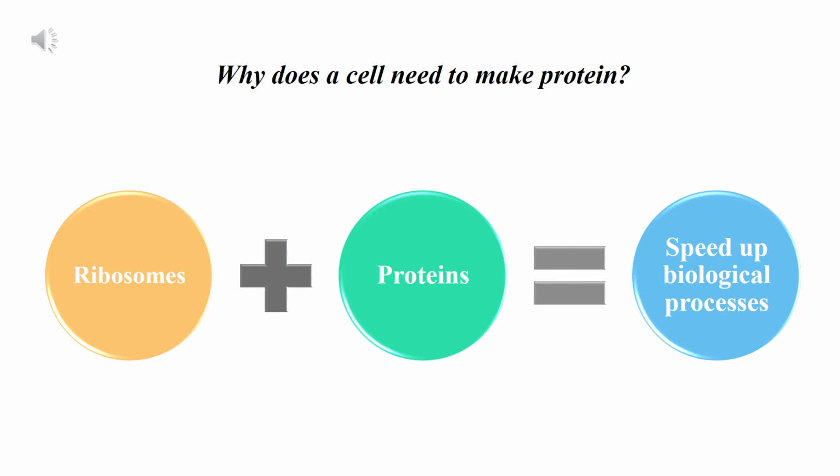Now, why does a cell need to make proteins? Why do the ribosomal subunits unite and read the mRNA molecules to synthesize a growing protein chain? Proteins are needed to speed up the biological processes in an organism. They build structures within the cell, for example, the cytoskeleton. They control the production of other proteins by controlling their synthesis. They transport different molecules across the cell membrane, and they can speed up chemical reactions as enzymes.